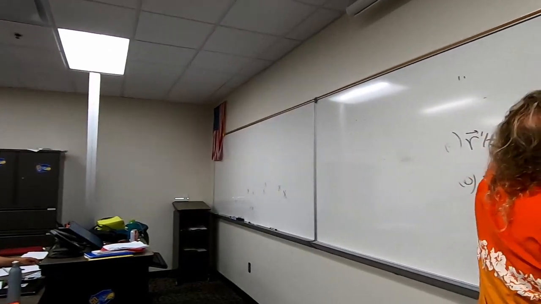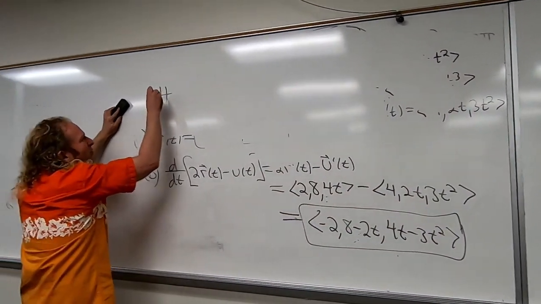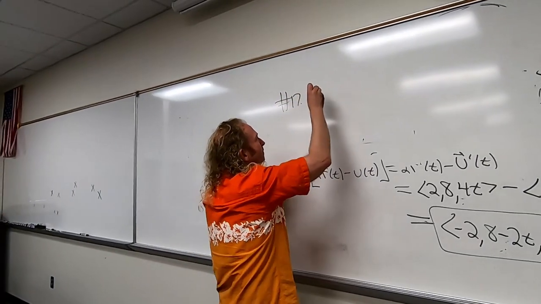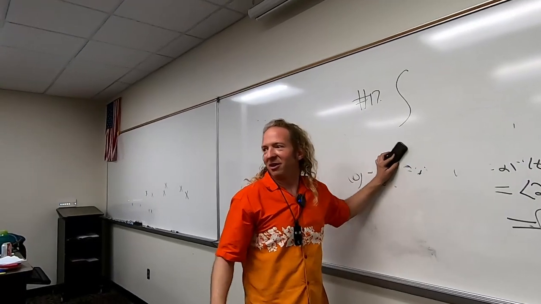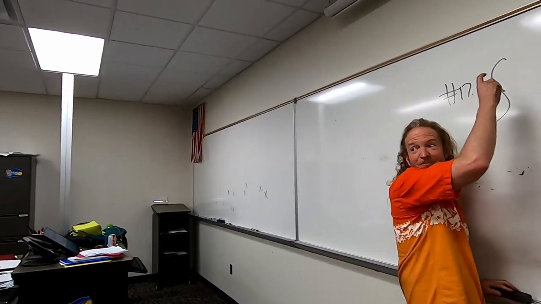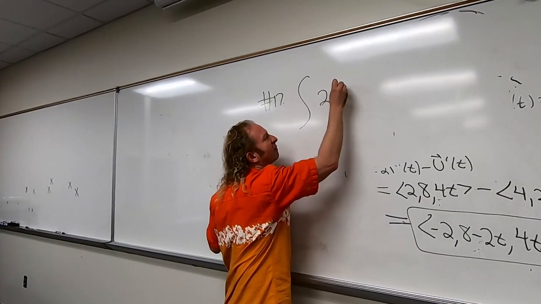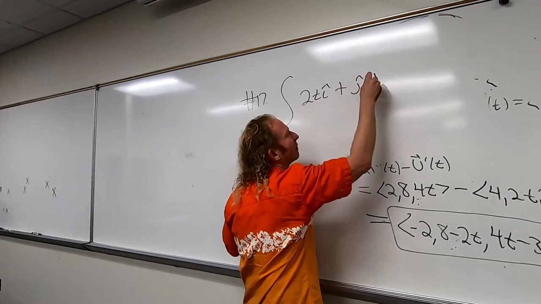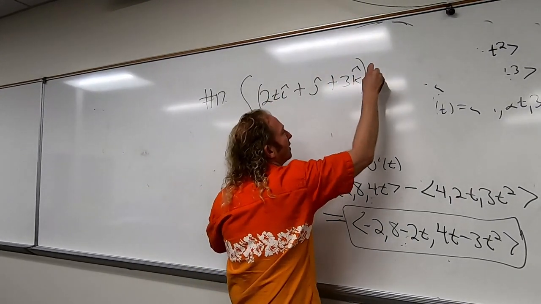Let's do a simple integral, a really easy one, and then I want to do a hard one. So 17, really easy. Do a really easy one, then we'll do a harder one. So we have the integral of, does anyone have it? Yeah, what is it? The integral of 2t i-hat plus 2j-hat plus 3k-hat. Like this? Thank you. Okay, perfect.